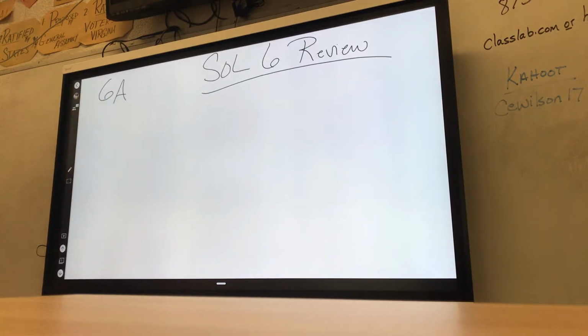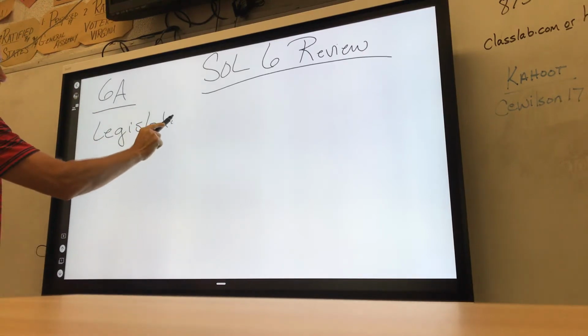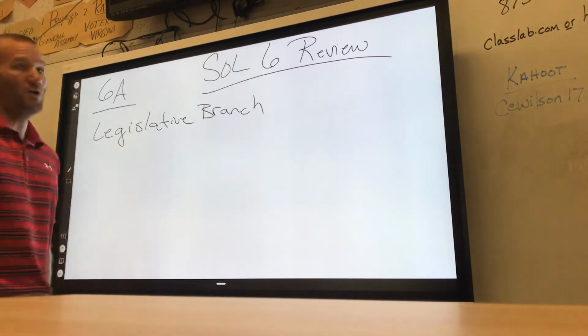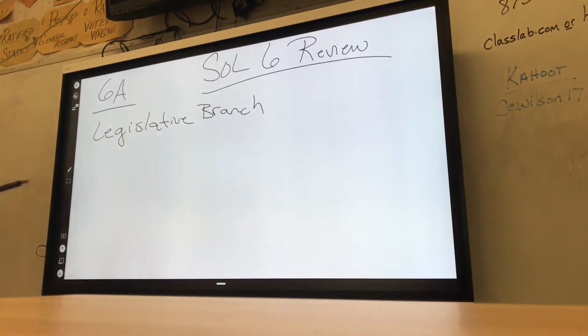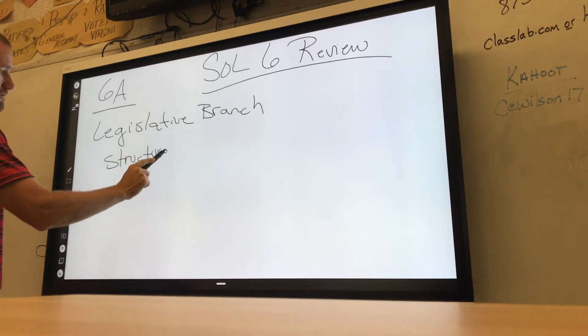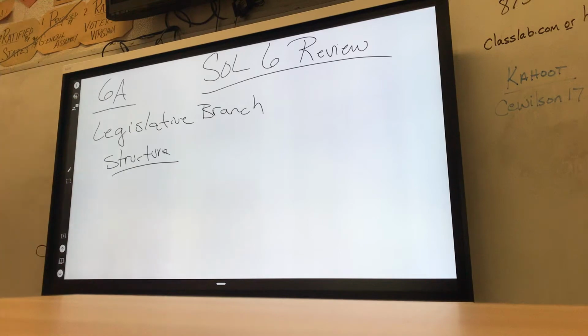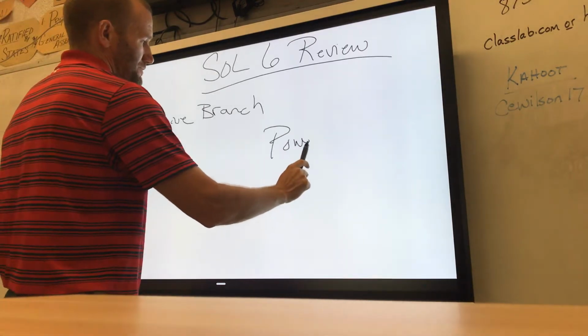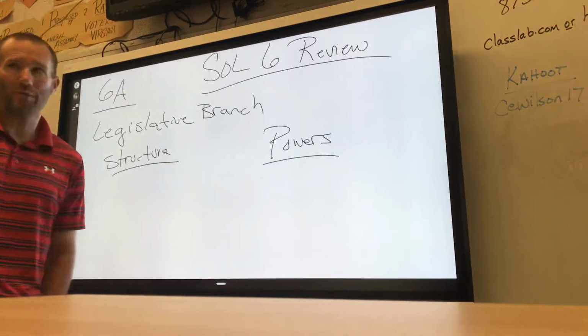Okay, 6A. The first thing that you had, I wasn't here the day you went over this, was the legislative branch. The key things that you need to know about the legislative branch are the structure, which is easy. You know why it's easy? Because it's on the wall. The answer is going to be on the wall. And you need to know the powers. You need to know the structure and the powers.